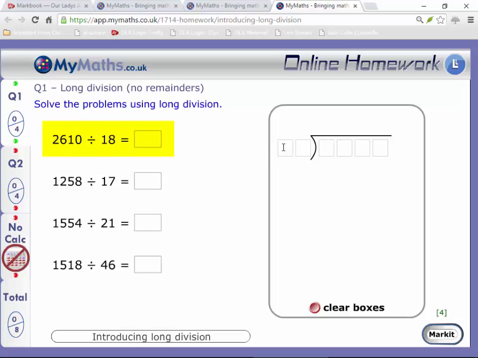So I'll put the 18 in on the left here, and I'll put 2610 in there. So I've got to work out 18 into 2610. Well, just to start with, 18 won't go into 2, but it will go into 26.